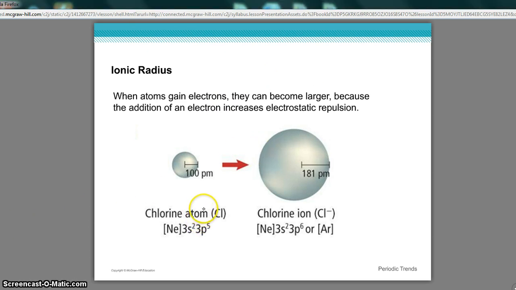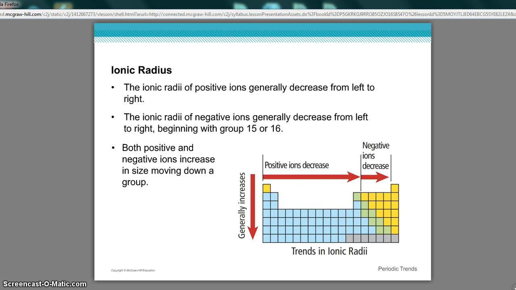So when chlorine gains an electron, it now has more electrons than protons, so there is actually more repulsion in the electron cloud, and so the ion is now larger than the atom that it started out as.